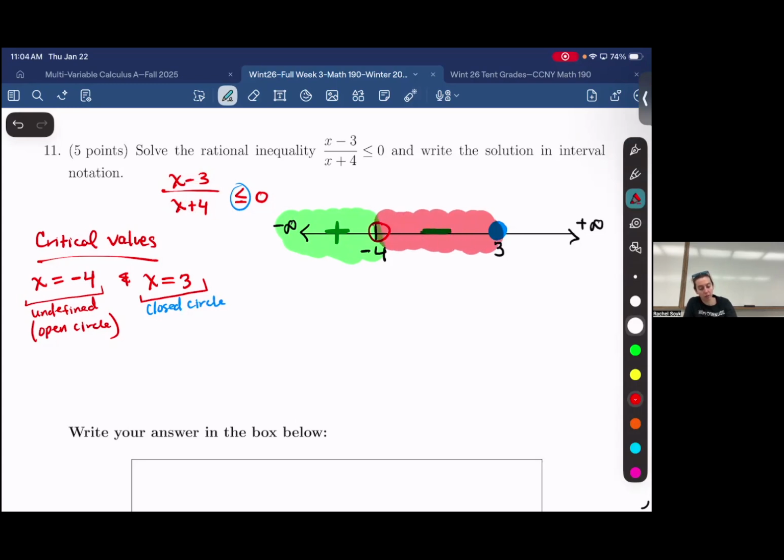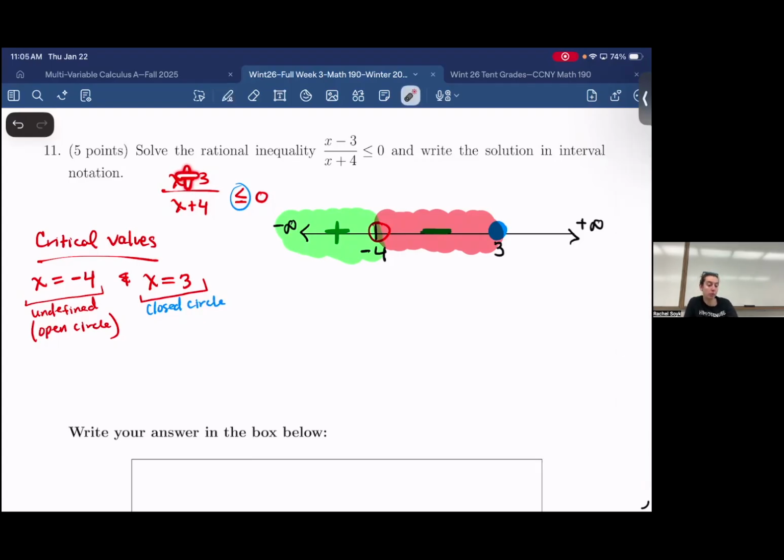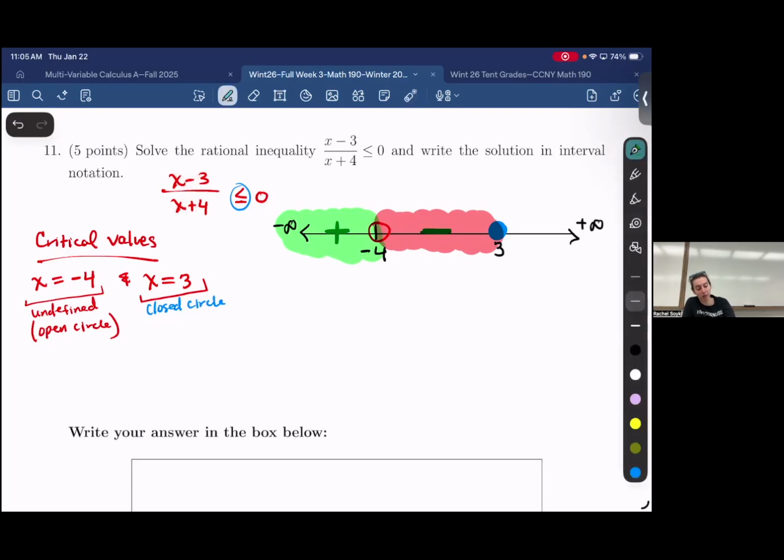And then what's a value greater than 3? 4. 4 minus 3 is positive. 4 plus 4 is positive. A positive divided by a positive is a positive. So we're going to shade this in green.